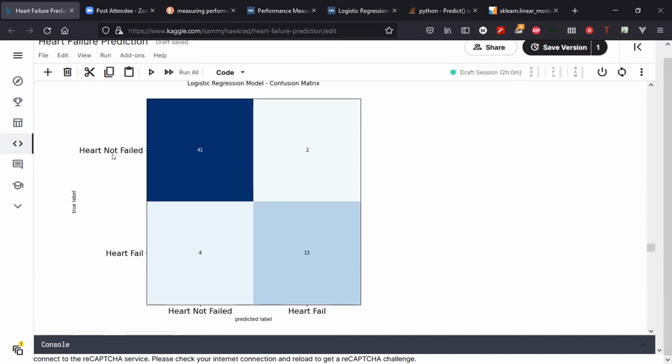So in cases where the heart did not fail, the model was able to predict correctly that the heart did not fail 41 times. And when the heart did not fail, the model predicted that the heart failed. It made that mistake 2 times. So the actual is heart not failed, but it predicted heart failed, 2. And in the corner here, we have heart failed, but the model said heart did not fail, and it made that mistake 4 times. And in cases that the heart failed, the model was able to predict that the heart really failed.